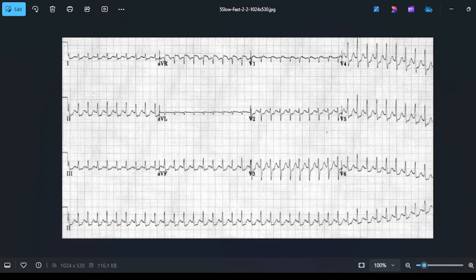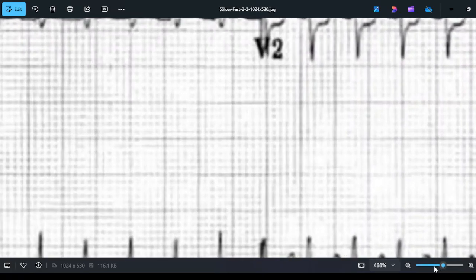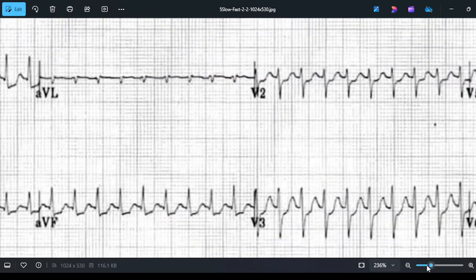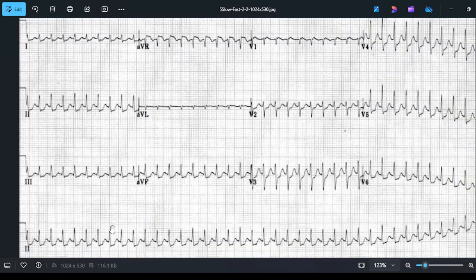So this one. Can you see this ECG? I will just zoom in also. Okay. That's better. So this one is the lead strip, right? I told you, don't look at any of the leads.